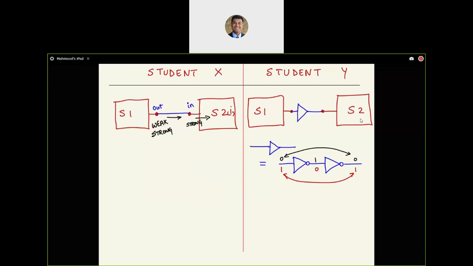So student X's solution is simple, but it has some problems. Student Y is going to be okay. The reason is the buffer is going to regenerate that logic level. So even if a weak input logic level goes in, a strong logic level comes out. And we'll talk about how the buffer does that regeneration of that logic level in a few moments.